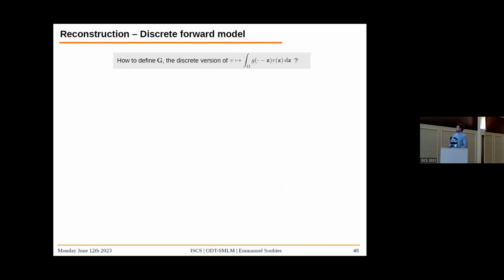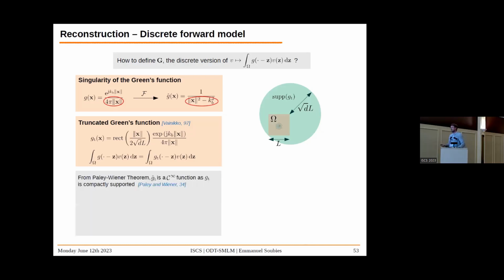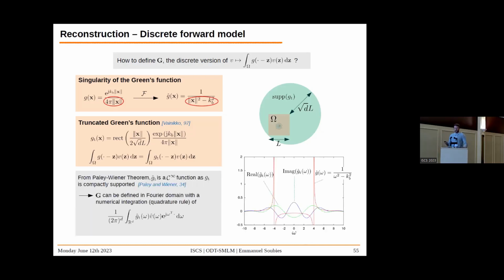So the second part is: what about the discretization of the Green function? The problem is that the Green function is singular in both the spatial and Fourier domains, and to deal with that, we use a truncated version of the Green function. Because the sample we look at is compactly supported, the convolution remains unchanged if we truncate the Green function in the spatial domain.